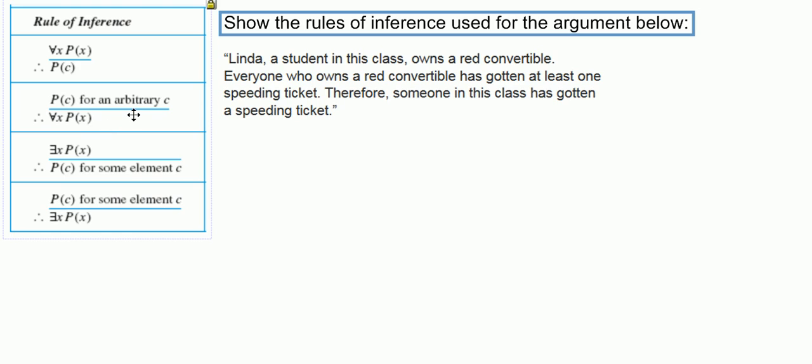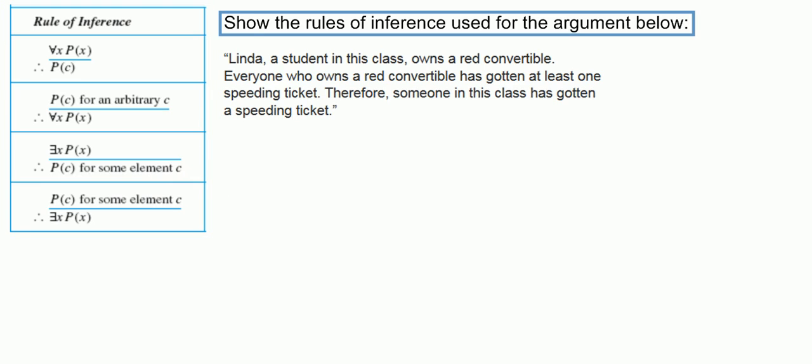If we know that p of c is true for any arbitrary c, then it must be true for all x. Now you do have to be a little bit careful with the existence quantifiers. To say that there exists x, p of x is true, means that p of c must be true for some c, but not any particular c. Okay, so let's take a look at how we would do an example here.